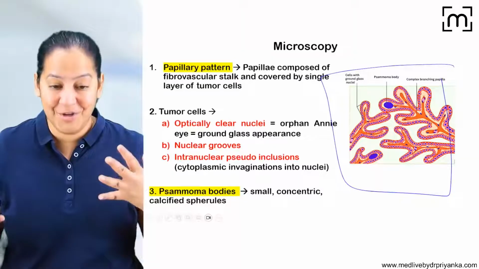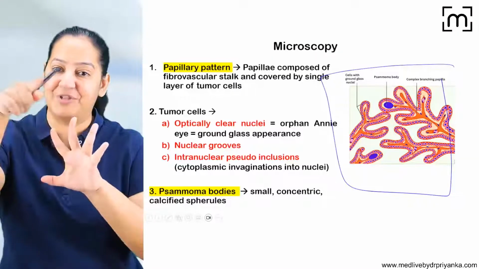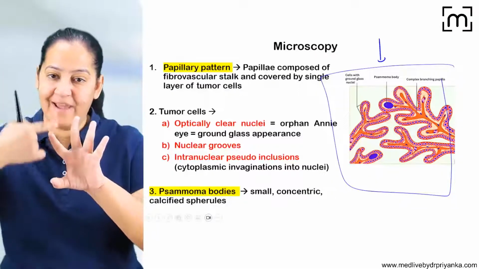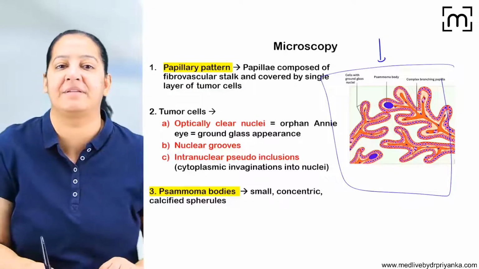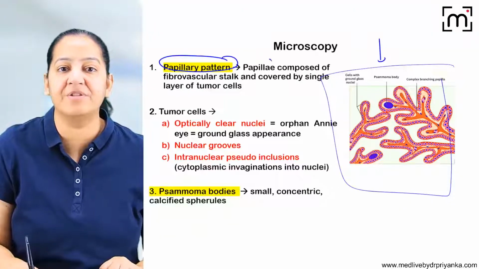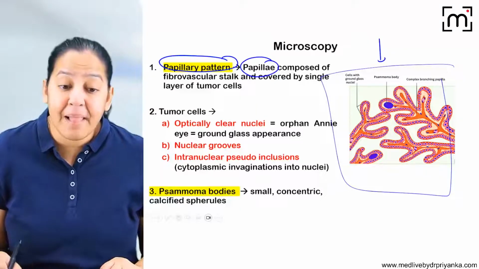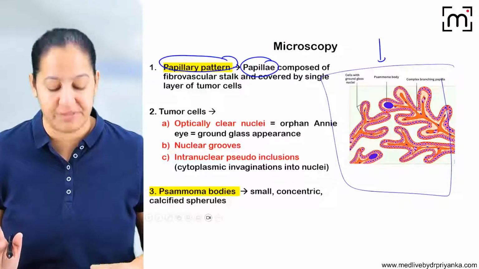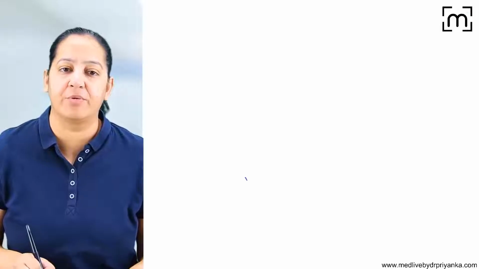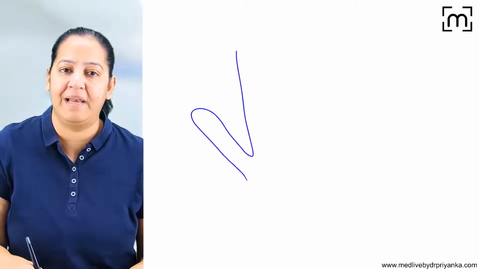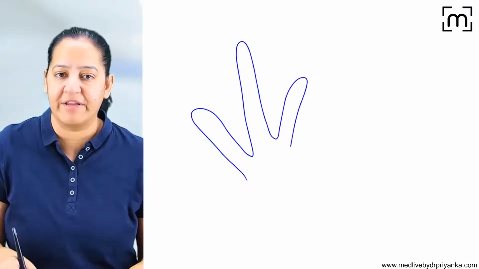Very peculiar. The tumor cells are arranged in finger-like projections. Can you see the diagram? They look like finger-like projections, the papillary pattern. So the tumor cells are arranged in the form of papillae. Papillae means finger-like projections. So let me draw a few papillae for you. Tumor cells are arranged like this.